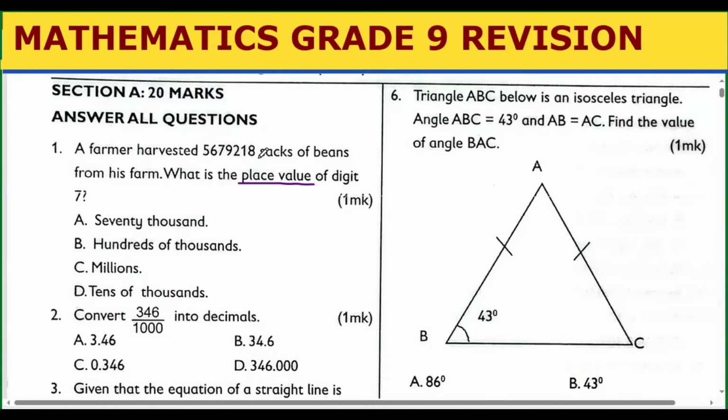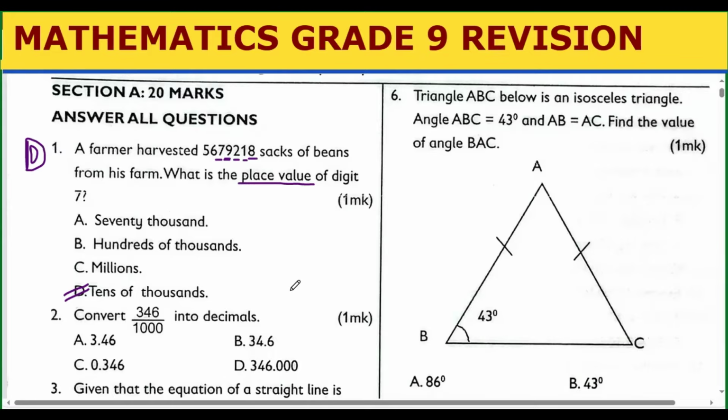So this is what was expected. This is ones, this is tens, this is hundreds, and this is thousands. We have been told digit 7. So this is thousands, this is tens of thousands. So the correct answer should be tens of thousands. Remember, they can change the question and ask you what is the value. So value means the total value of a digit. So the correct answer there is D for dog.